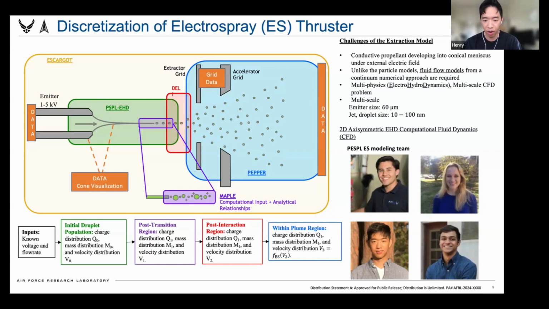These are our modeling team. Dr. Uchizono works at Navy Research Lab. Dr. Kenna is working as a postdoc at Cornell. So we had a fantastic team back in the lab.